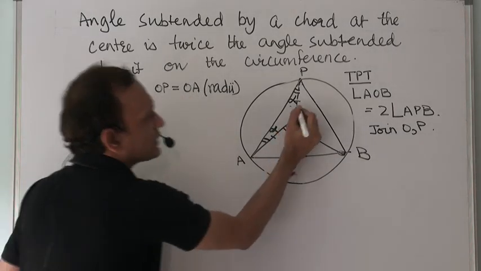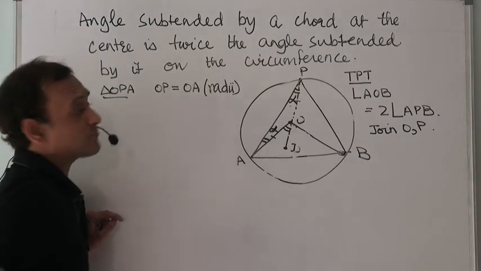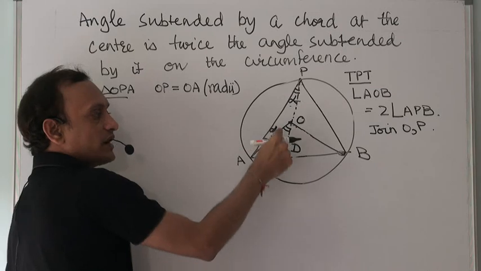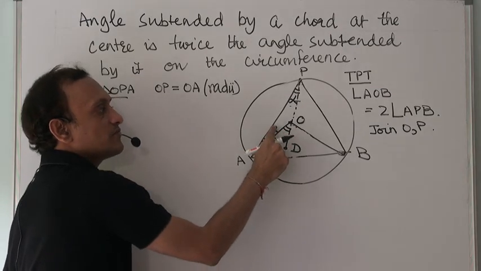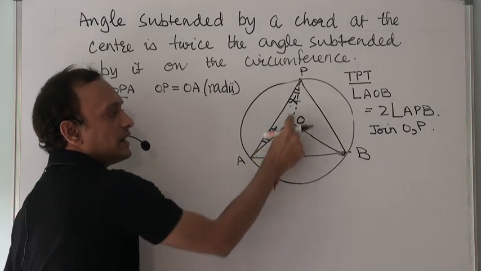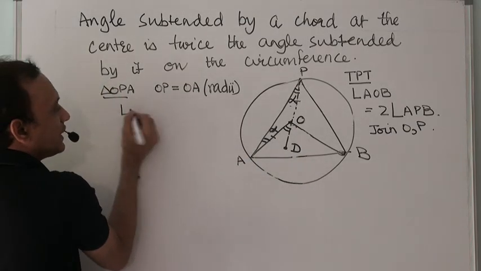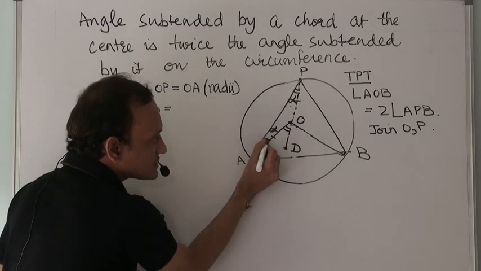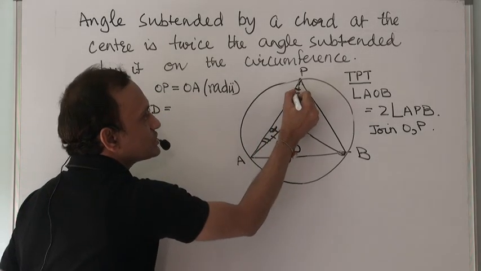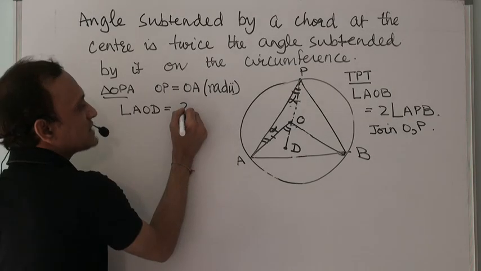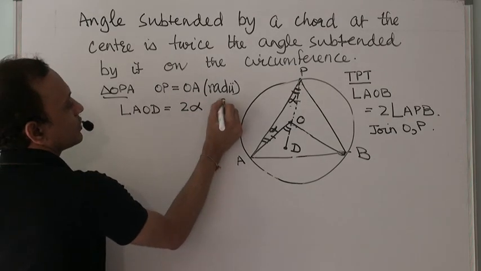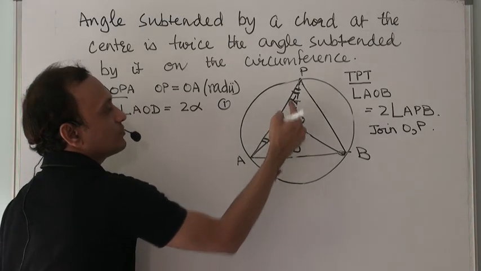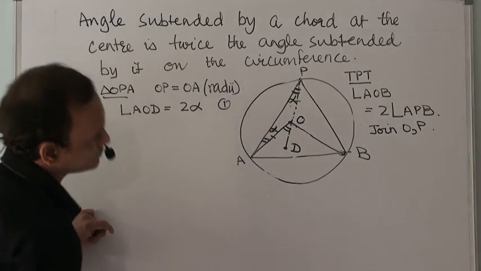In the inner triangle, the exterior angle is the sum of two interior opposite angles. A property, I hope you have not forgotten. In a triangle, the exterior angle is the sum of two interior opposite angles. So angle AOD is the sum of this and this, the two interior opposite angles. So it's twice alpha. The exterior angle is the sum of two interior opposite angles, so it's going to be alpha plus alpha. That makes it 2 alpha.